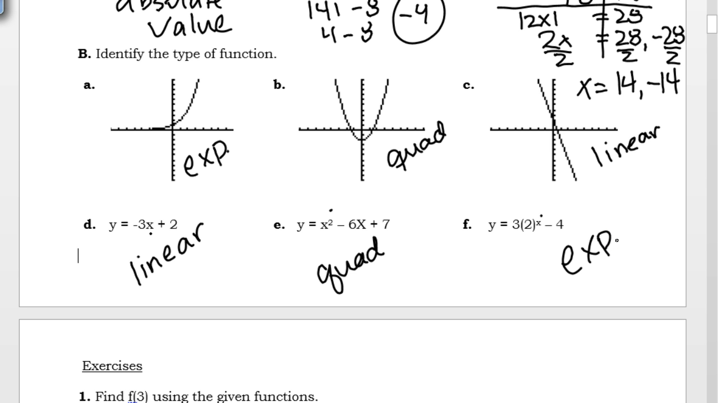This lesson should be pretty easy because we're just evaluating functions, which we did last unit, and then identifying them. Good luck, and let me know if you have any questions.